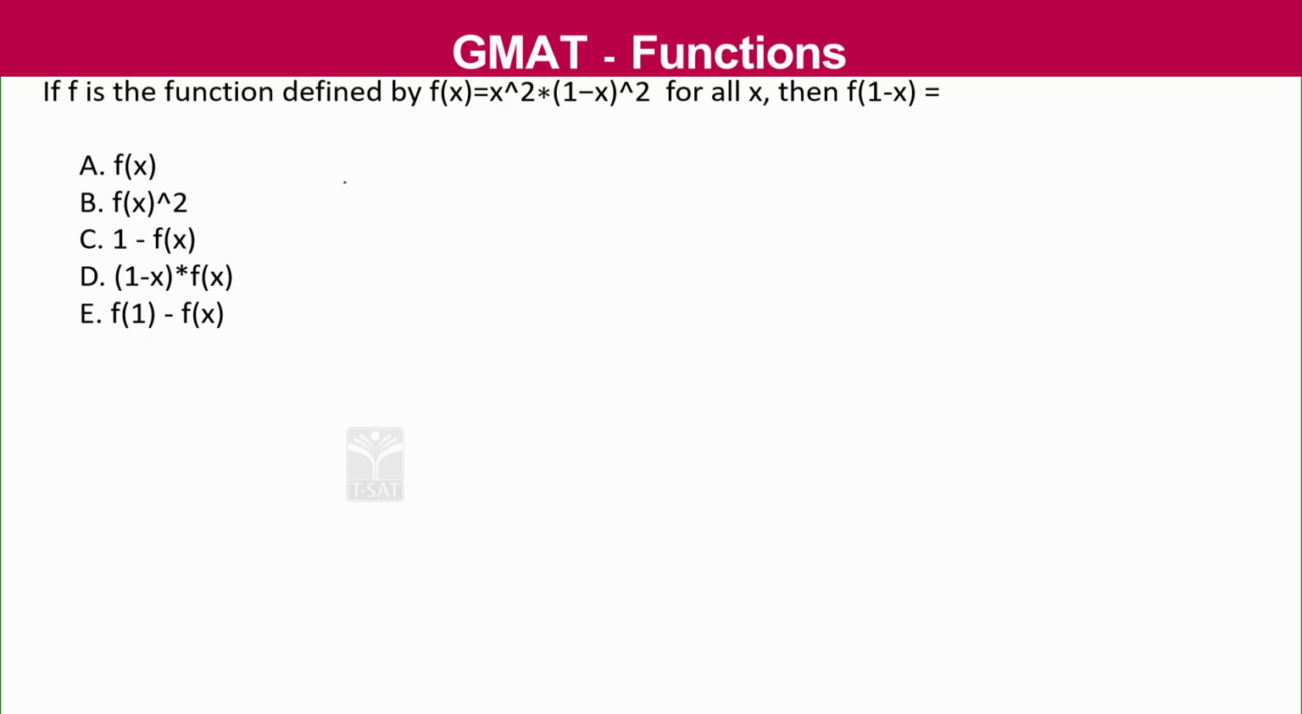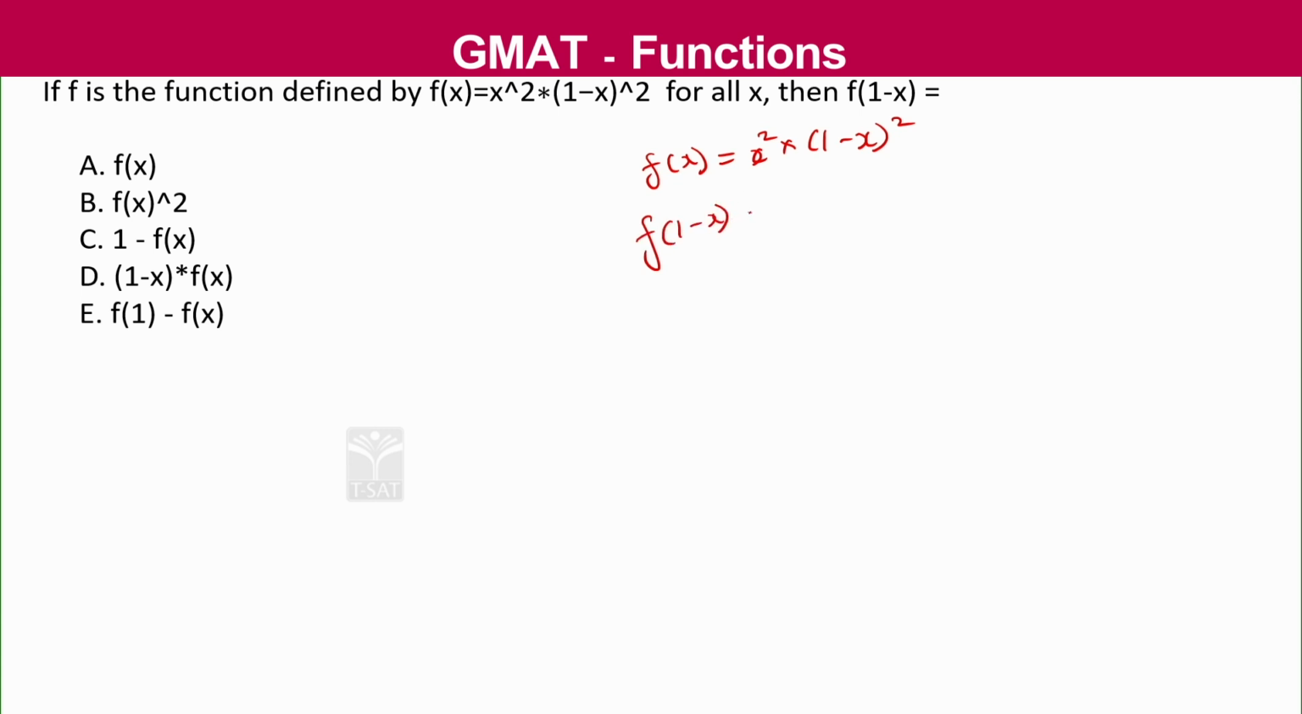Let's look at the next question now. If f is a function defined by f(x) = x^2 (1 - x)^2 for all x, then f(1 - x) is equal to what? So f(x) here is given as x squared into (1 - x) whole squared. They are asking you what f(1 - x) will be equal to.